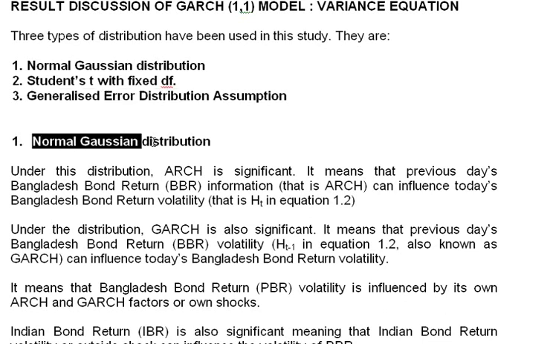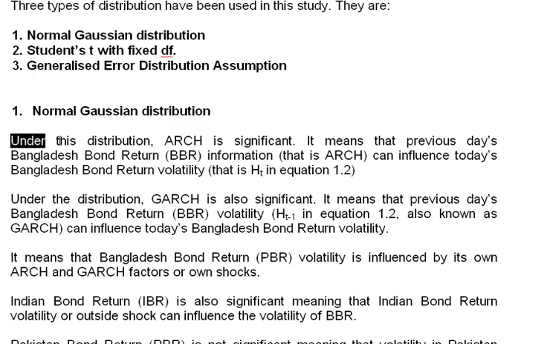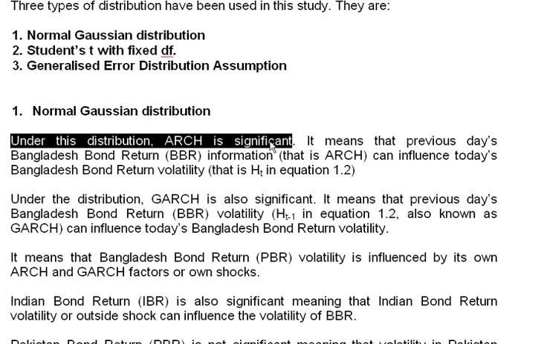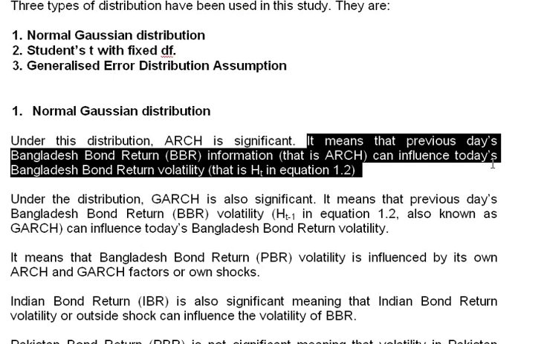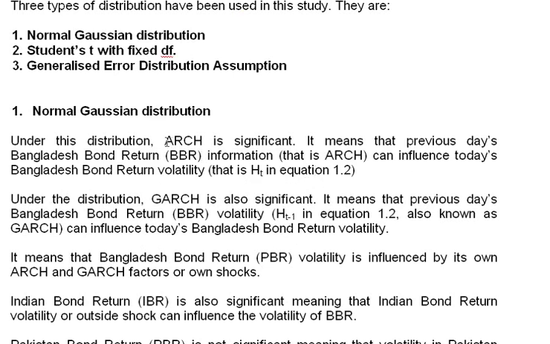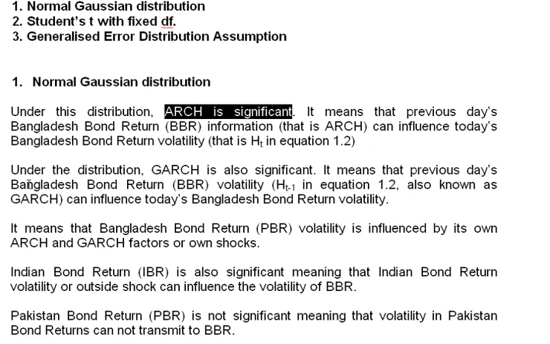Okay, so first we talk about the normal Gaussian distribution. Then what result have we got? Under this distribution, ARCH is found significant. It means that previous days' Bangladesh bond return information, that is ARCH, can influence today's Bangladesh bond return volatility, that is HT in equation 1.2. So ARCH is significant.